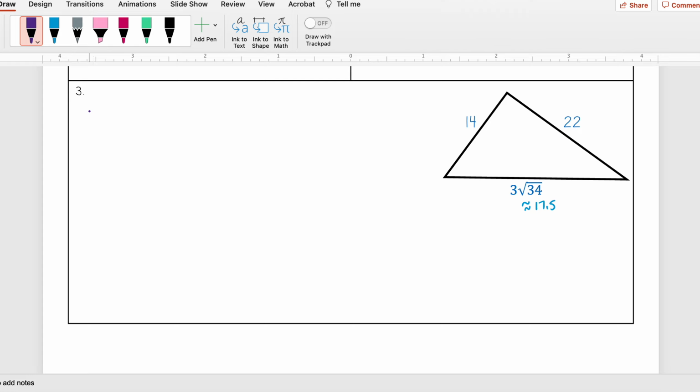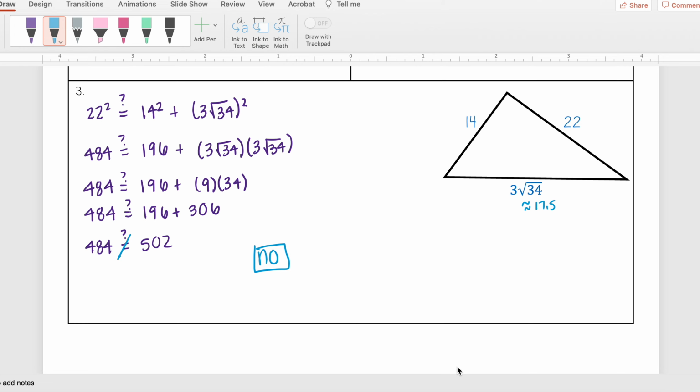And so when I set up my equation, I'm going to see if 22 squared is equal to 14 squared plus 3 root 34 squared. Go ahead and pause the video. I want you to finish this out. When you think you have it, go ahead and press play. So the answer you should have gotten here was no. When I multiplied everything out, I got 484 is equal to 502, which is not a true statement.